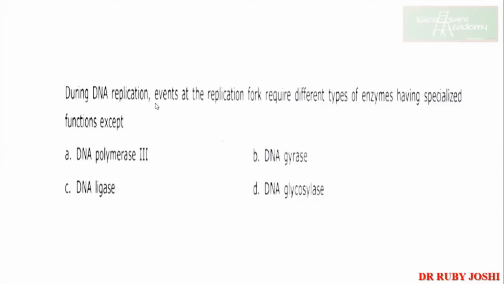So during DNA replication, events at the replication fork require different types of enzymes having specialized functions, except — which enzyme do we not need in DNA replication? Options are DNA polymerase 3, gyrase, ligase, and glycosylase. Everyone is saying option D, that is glycosylase. So what is the function of glycosylase, guys?